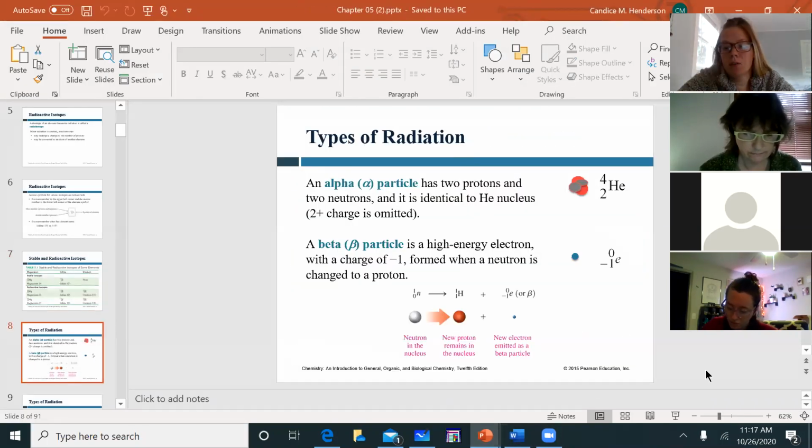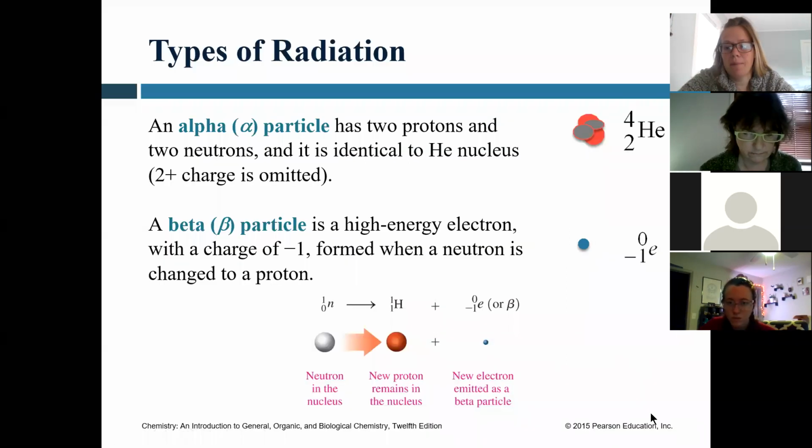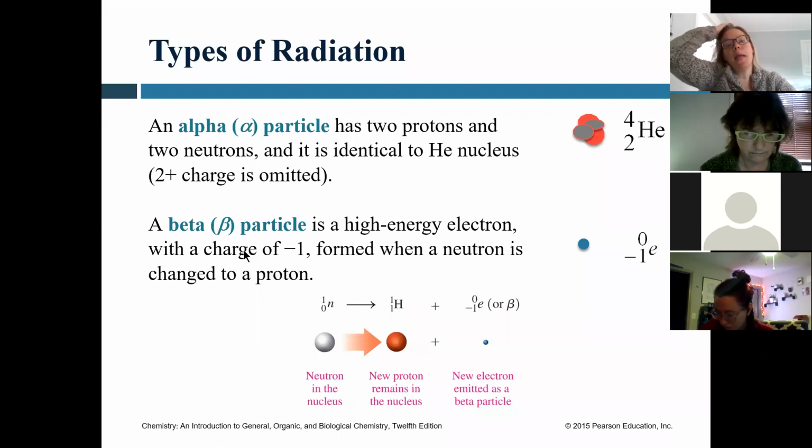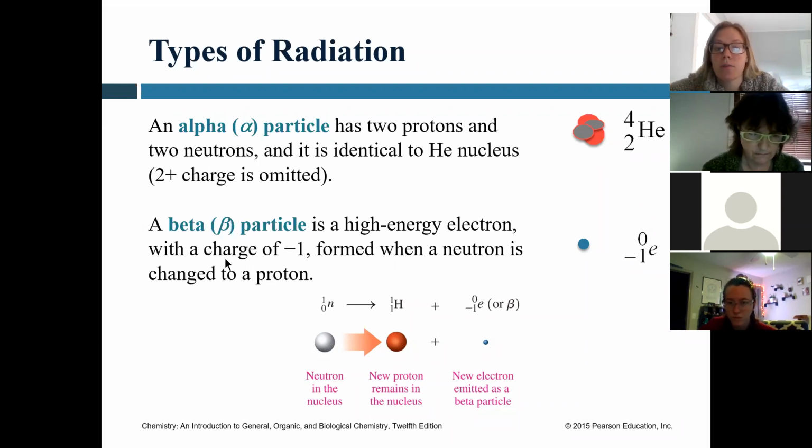So alpha is sort of the clunkiest of the radiations. It's a pretty big particle. I mean, a helium, that's pretty large. Beta, or this little italicized B particle, is a high energy electron with a charge of -1. This forms when a neutron is actually converted into a proton. What? Yeah, we can do that.